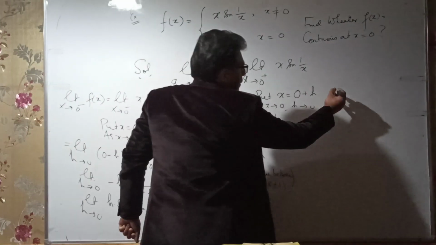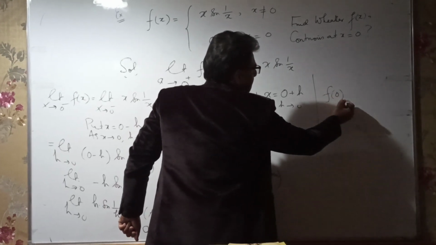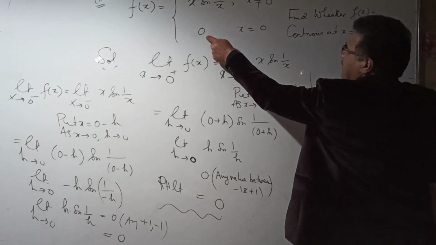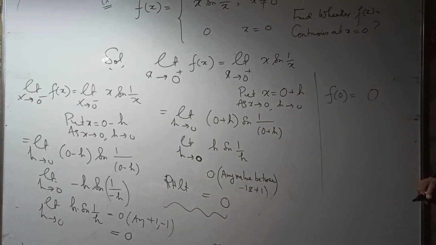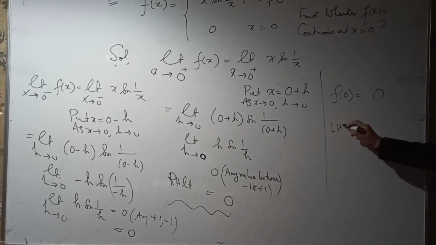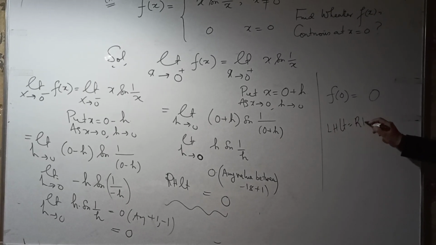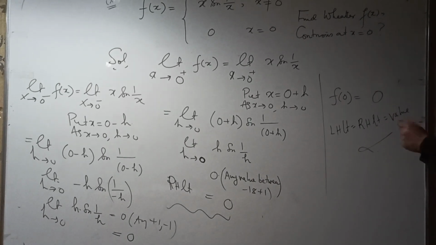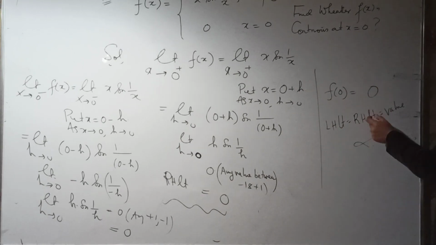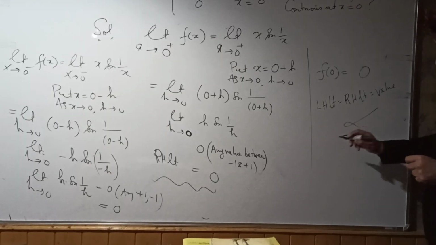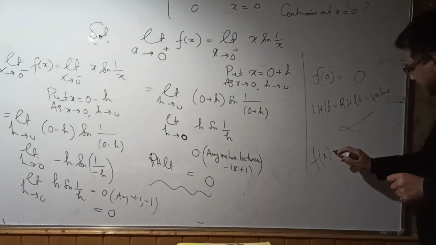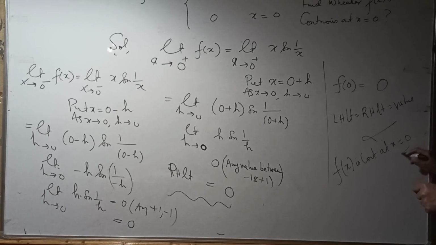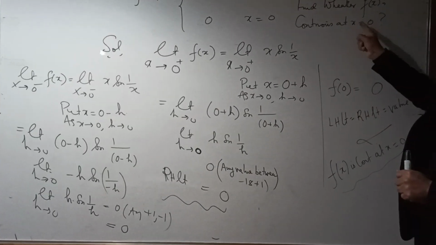Now what is the value of the function? What is f(0)? Once we put directly x is equal to 0, it is given that it is equal to 0. So the value is also 0. So what is the solution? Left hand limit is equal to the right hand limit is equal to the value of the function. Because in this case, left hand limit is 0, right hand limit is 0, and the value is also 0. Therefore, we conclude f(x) is continuous at x is equal to 0.